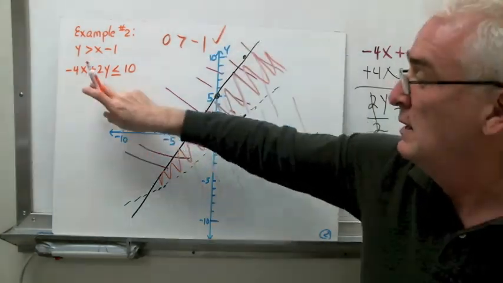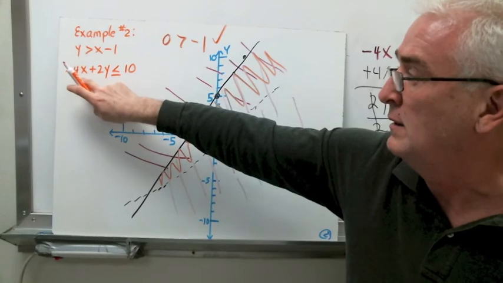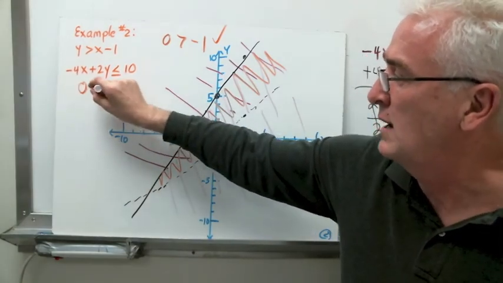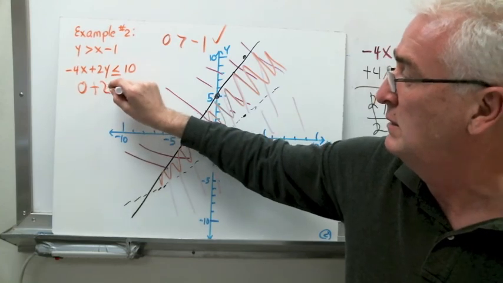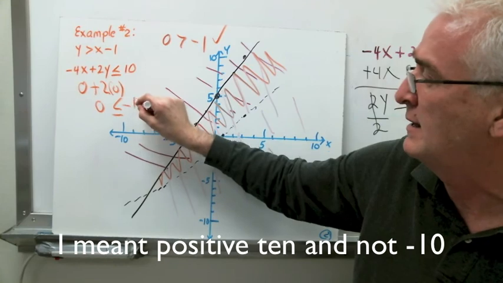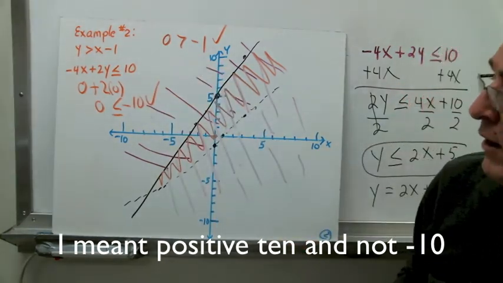That one works. How about if we put a 0 in here? We would put negative 4 times 0, which is 0, plus 2 times 0, which is 0. So we have 0 is less than or equal to 10. And that one works also.